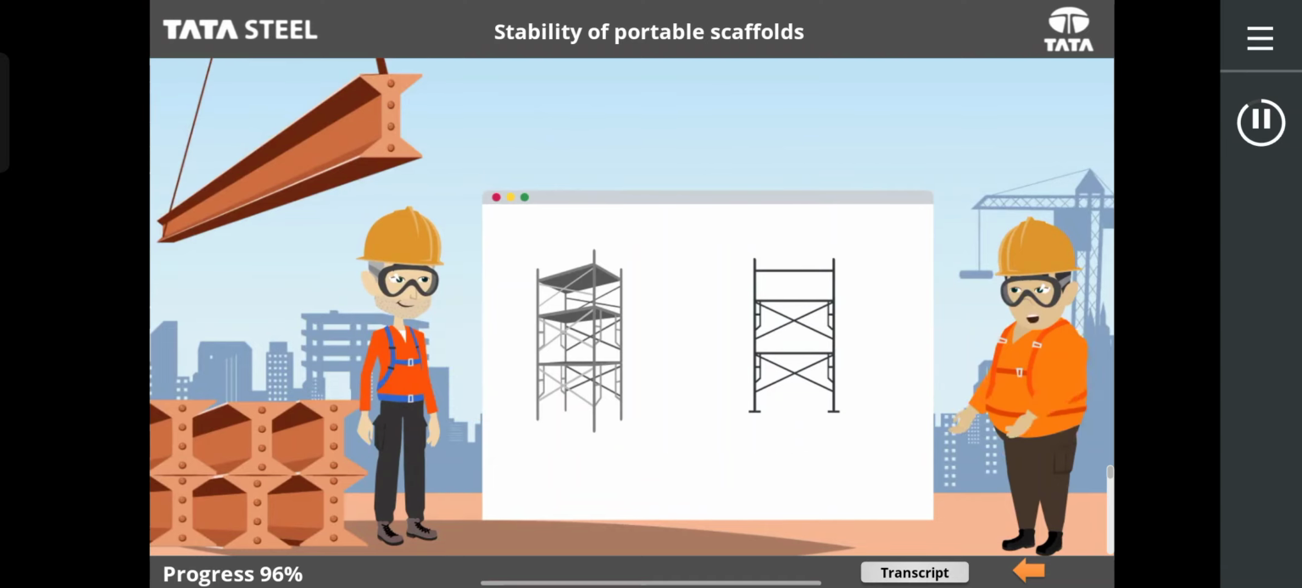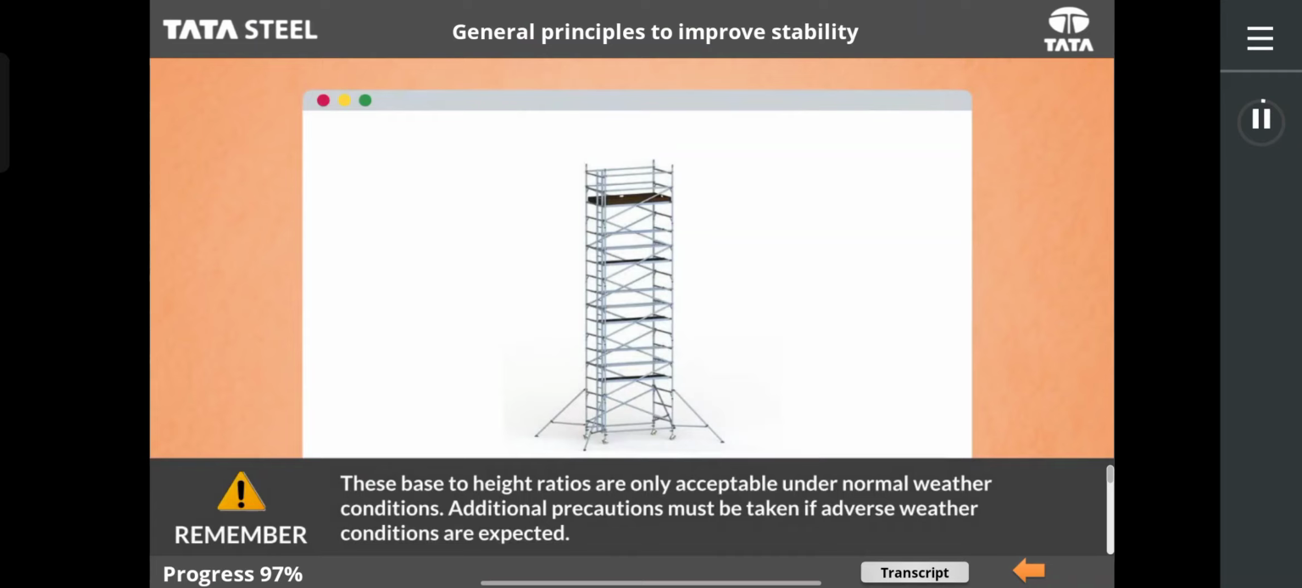Let us now understand how we can improve the stability of scaffolds. First, let us look at the general considerations for stability. These are some of the general principles to improve stability.